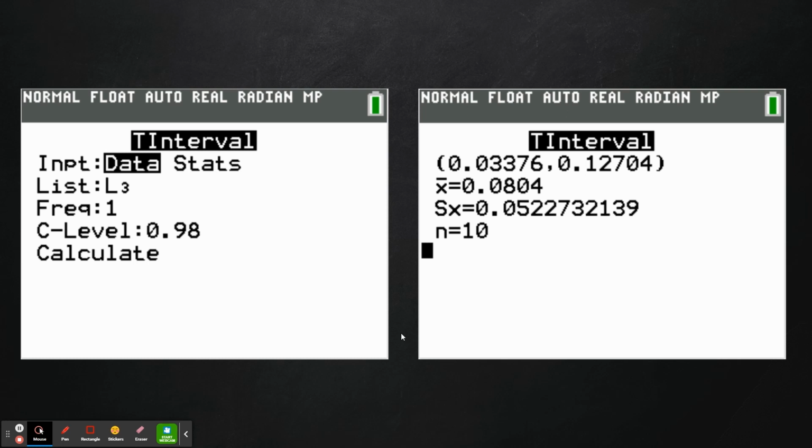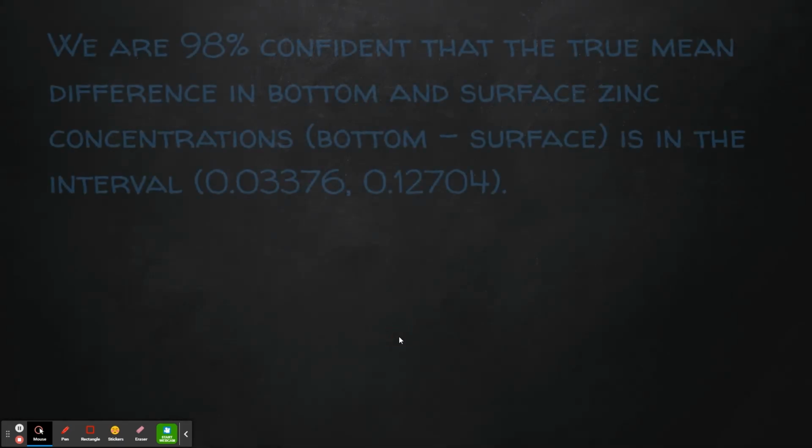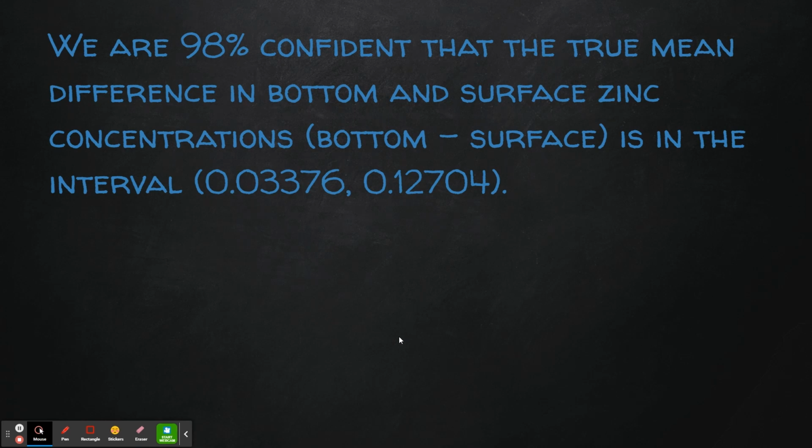Please remember that when we have paired data, the calculations look the same as if we have a one mean confidence interval. To conclude, we're going to say that we are 98% confident that the true mean difference in bottom and surface zinc concentrations, again, I put that bottom minus surface in parentheses, is in the interval 0.03 and some change to 0.12 and some change.